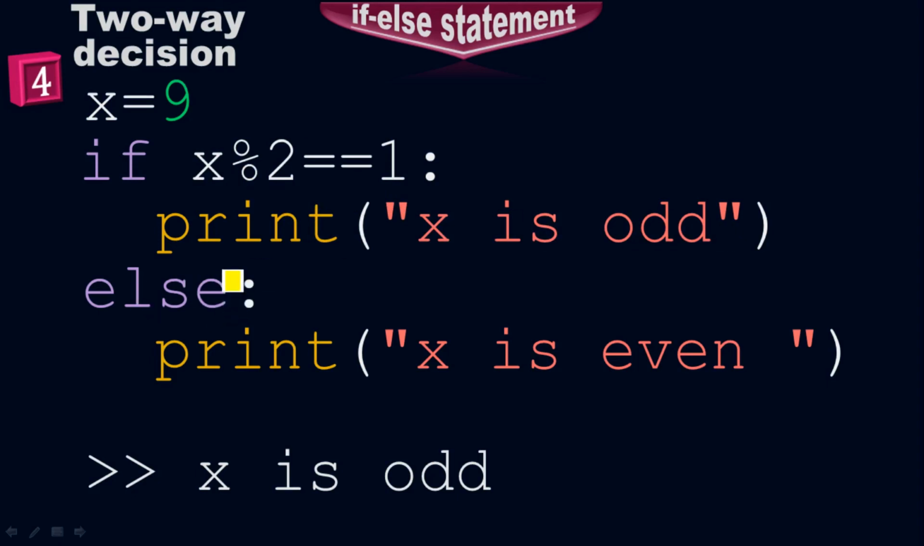The program will only jump in case it fails the first condition. If the first condition is not satisfied, then the program will go for the second option, which is x is even. But since it satisfies the first condition, dividing 9 by 2 gives you the remainder 1, therefore x is odd. So x is odd. When you run it, you will get in the final output that x is odd.